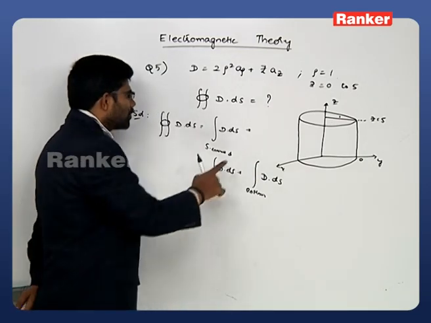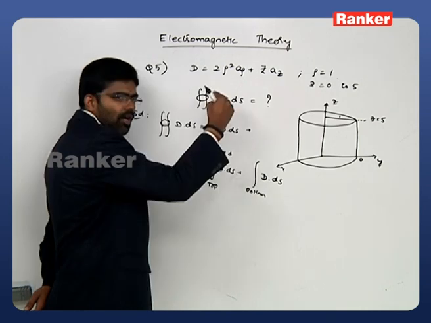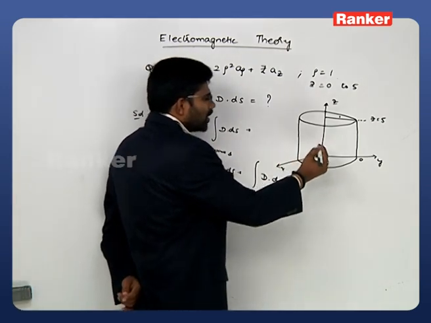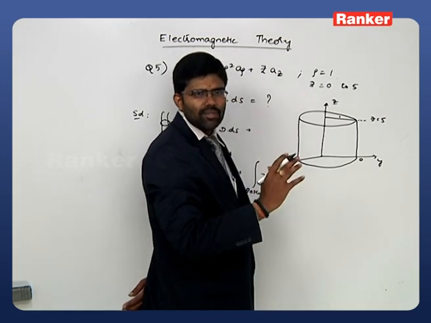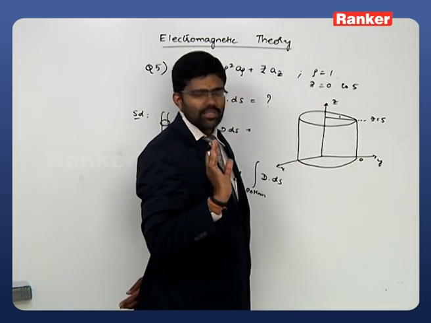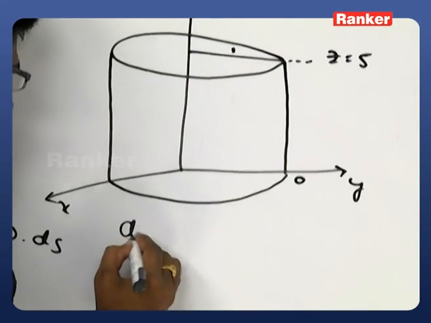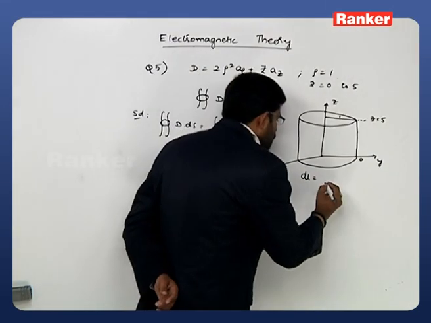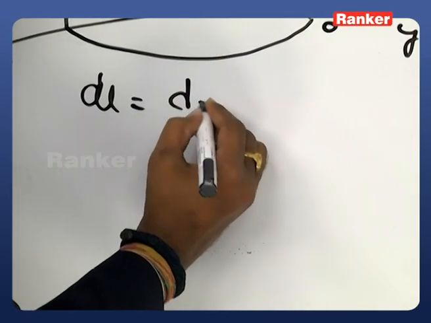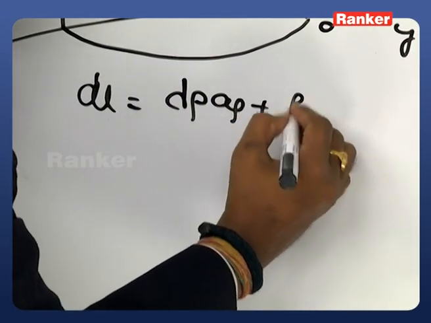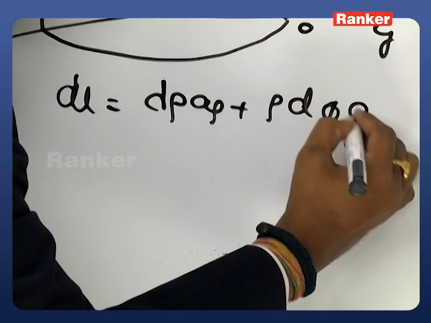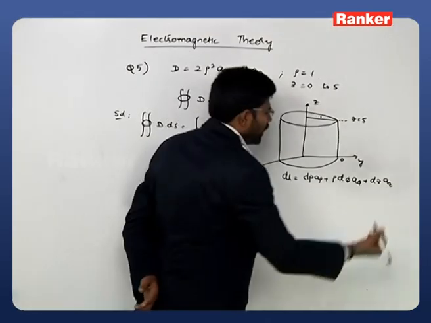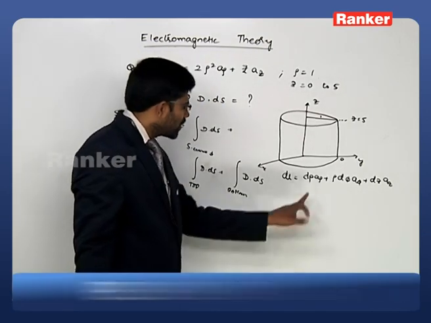Now we need to examine what the differential surfaces are for top, bottom and curved. As I said, if you want to write down the differential surface for any direction, we need to remember the differential length equation. In the cylindrical coordinate system, the differential length is given as d rho a rho plus rho d phi a phi plus dz a z. So this is the differential length equation.